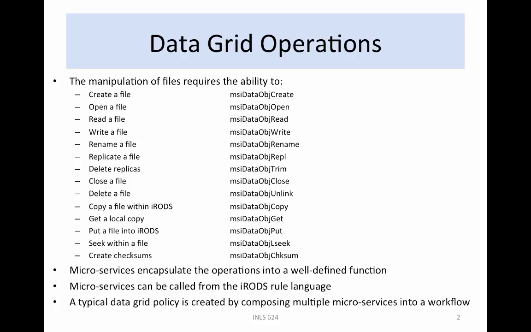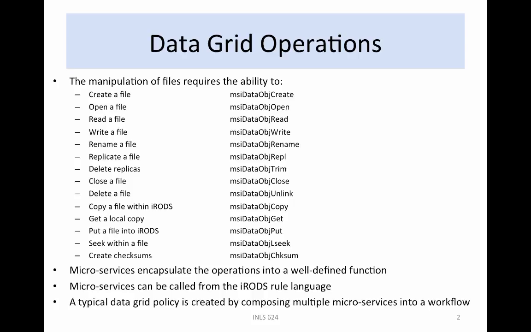Examples of operations for manipulating a file are shown here. Each operation has an associated microservice that performs the desired action. The microservice names start with MSI. Each microservice may have input parameters and output parameters.